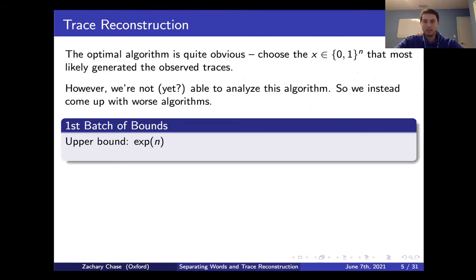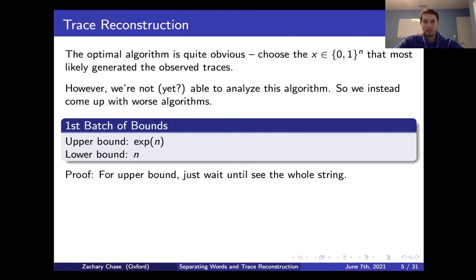Now let me talk about bounds on the problem. An upper bound is e^n, and a lower bound is n. For the proof of the upper bound, we can just wait until we see the whole string. If we take like a trillion^n traces, then with probability at least 0.9, we're going to see the whole string. And we know what n is, so we know when we see the full string. If you don't know n, you can just deduce it from the traces by multiplying the average length by 2. Anyways, the upper bound is very trivial. We can just wait until we see the whole string.